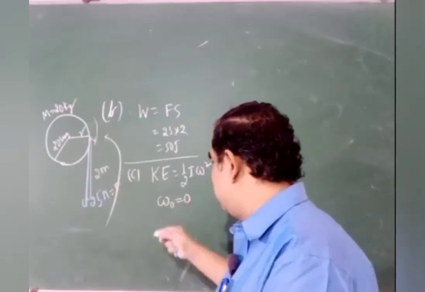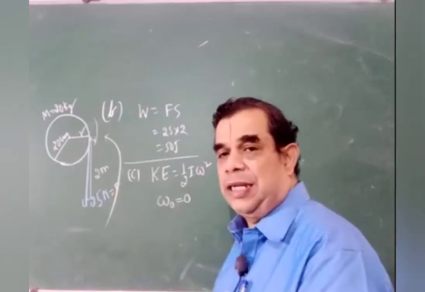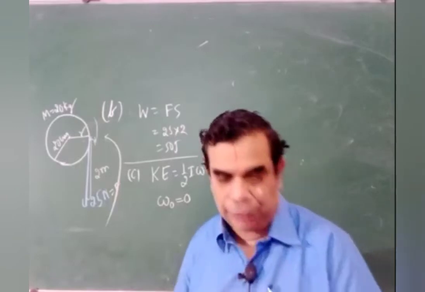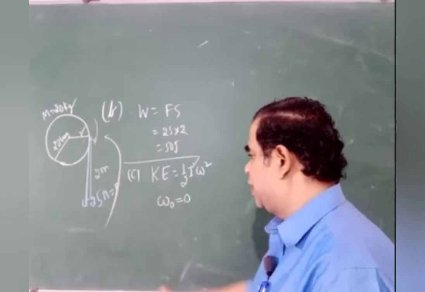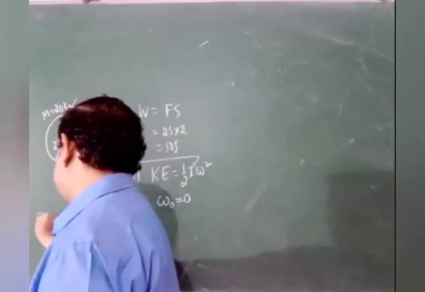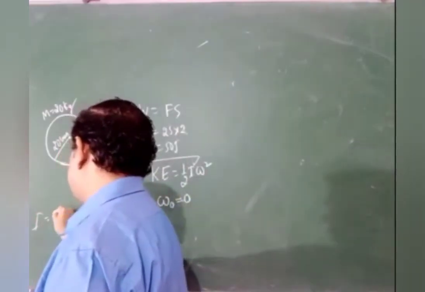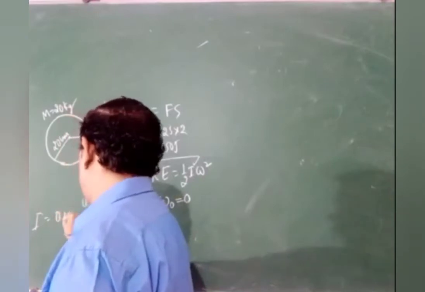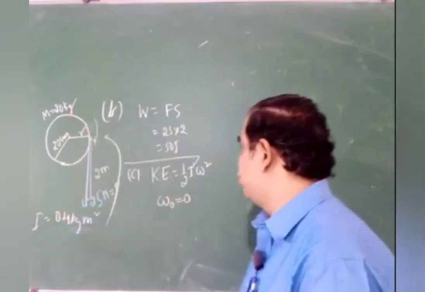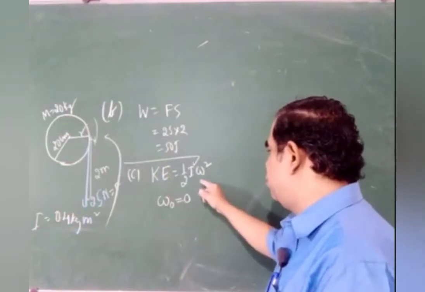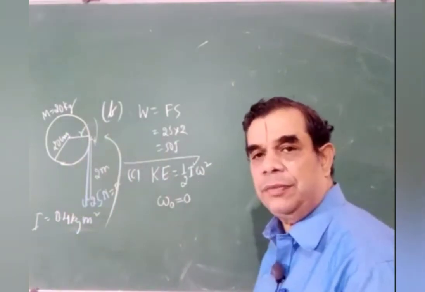So here we want to calculate kinetic energy. Observe what all we know, we just write down. We know I now. What is it? We calculated it. I is m r square by 2, which is 4 kg meter square. We calculated it in one of the previous parts. I we know, omega we want to calculate.